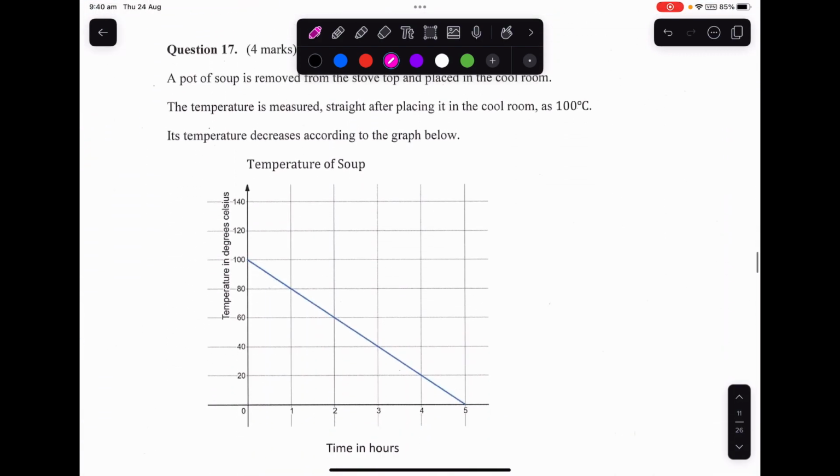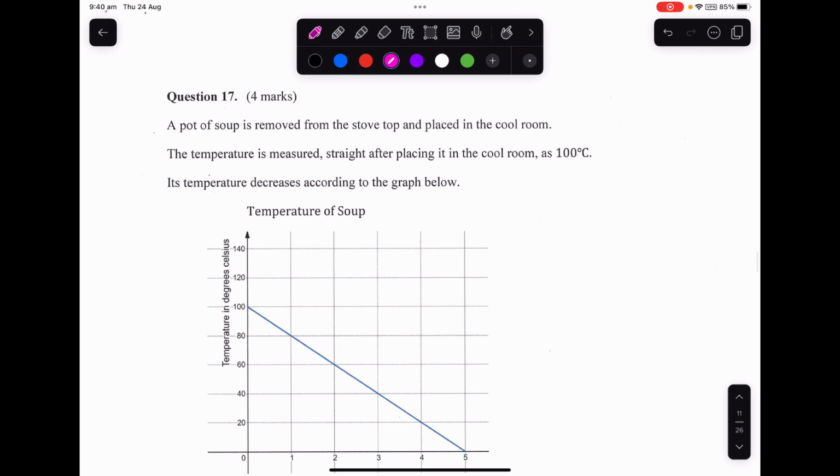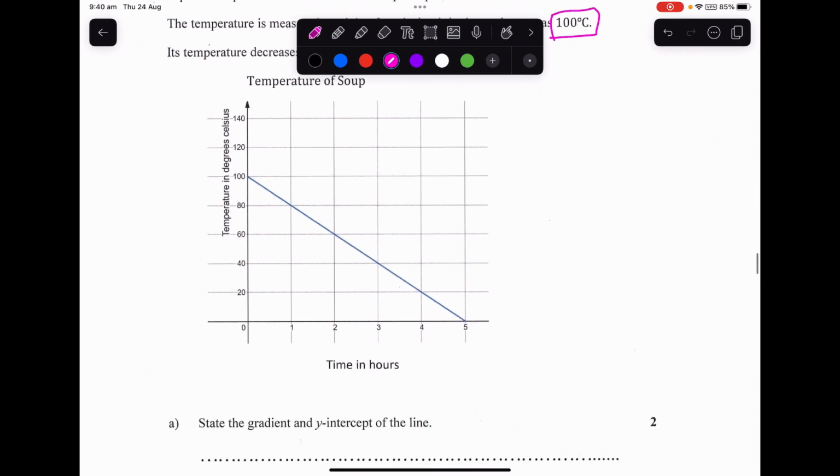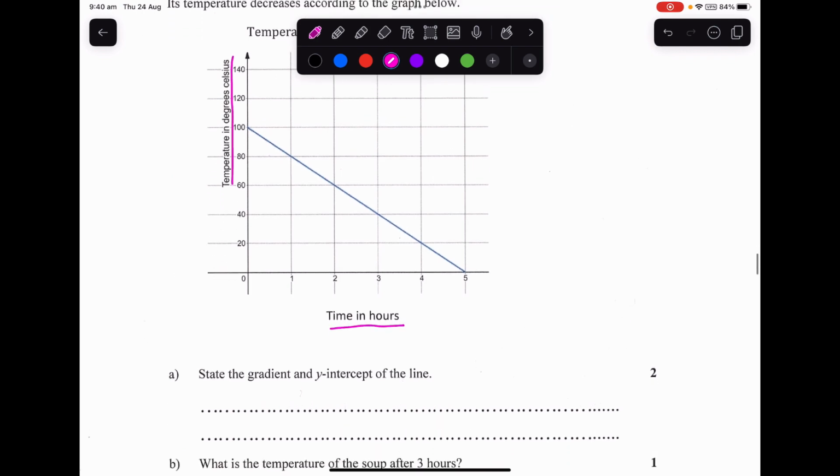Okay, question 17. A pot of soup is removed from the stovetop and placed in the cool room. The temperature is measured straight after placing it in the cool room as 100 degrees Celsius. Its temperature decreases according to this graph below. So always read your graph. Time in hours, temperature in degrees Celsius. Okay, state the gradient and the y-intercept of the line.